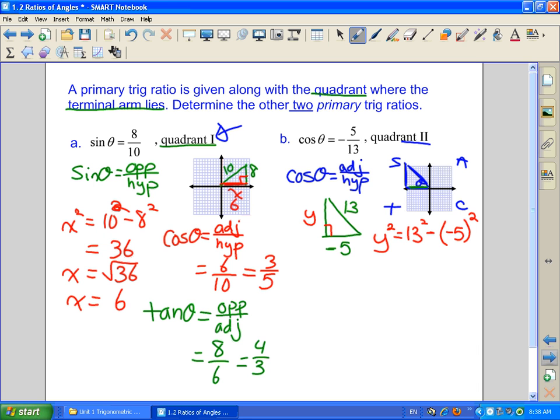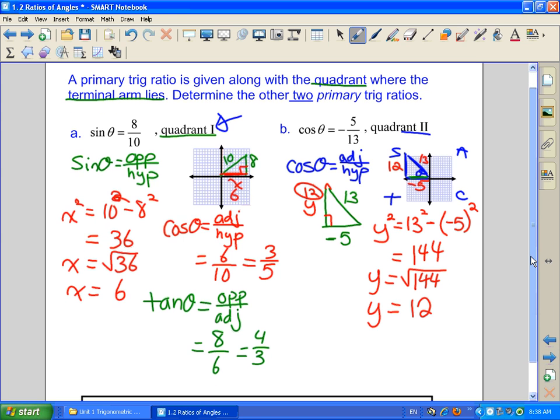Now, -5 squared is going to disappear, so it's 169 subtract 25, which is 144. Don't forget, when you get y by itself, you take the square root of that. So y in this case equals 12. Now we have all three parts of our triangle, which means 12 fits here, -5 fits here, and 13 fits there. And then we can list our other two primary trig ratios.